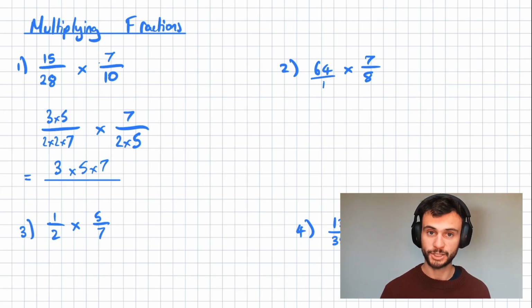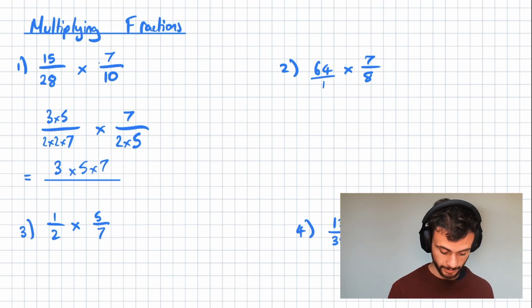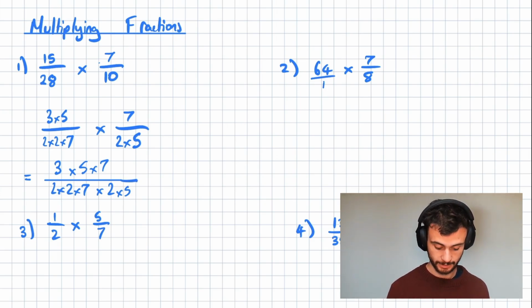because when we multiply fractions, we multiply the numerators, and then we multiply the denominators together. And 2 times 2 times 7 times 2 times 5. Now we can cancel the common factors. Get rid of the 5s, get rid of the 7s, and we're left with 3 over 8.